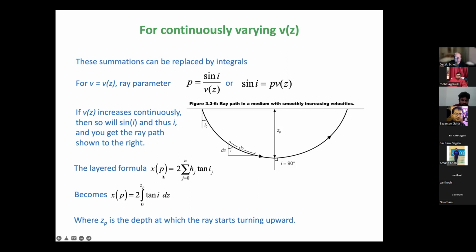So the layered formula is x sub p, the offset between the source and the ray arriving, is x, and that's equal to the sum of h sub j tan i sub j, where we sum from j equals 0 to n. And for the smoothly varying Earth structure, we just replace the summation by an integral. And we integrate from 0 to z sub p, where z sub p is the depth at which the ray starts turning upward.